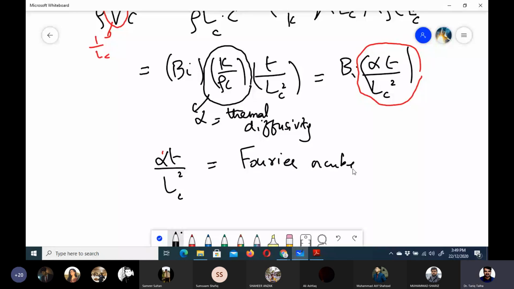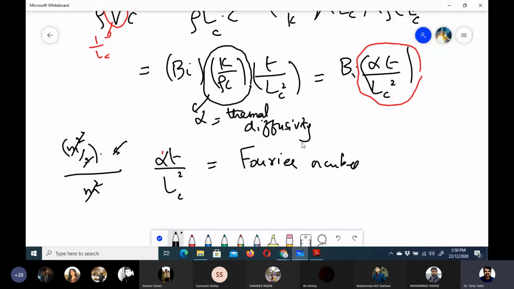And this is also a dimensionless property. How do we know that? Because we know the unit of alpha, that is meter square per second, time is second, and then Lc square would be meter square. So meter would be cancelled out with meter, second would be cancelled out with second. So this alpha t upon Lc square is basically a dimensionless time, and we are saying time because alpha and Lc square are the thermal and geometric parameters, and this is the time which we are talking about.